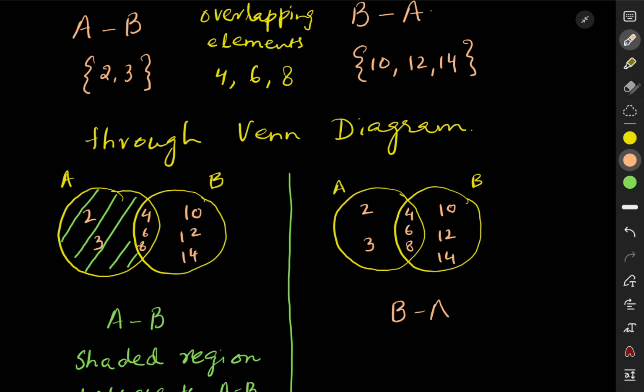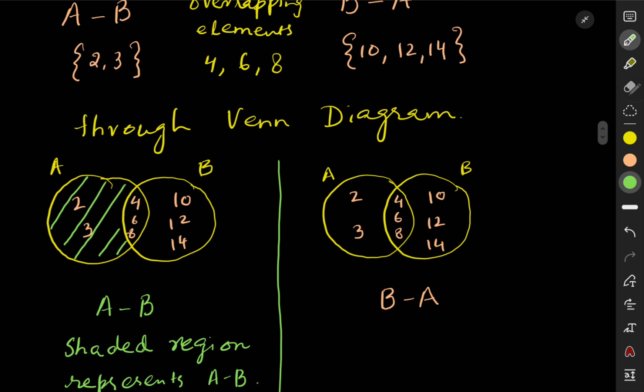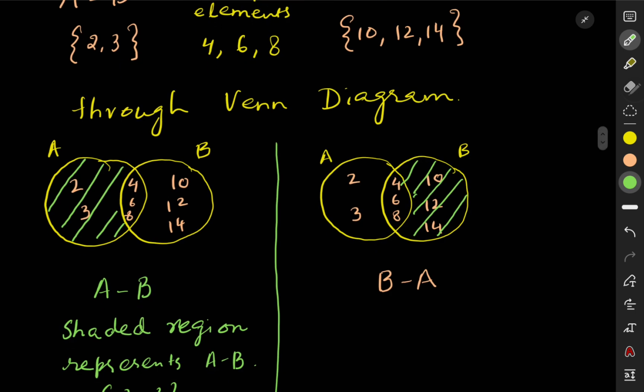So B minus A, or B difference A, how do we show it? We only shade the members of B difference A, that are 10, 12 and 14. So these are the members. The shaded region shows the B difference A.